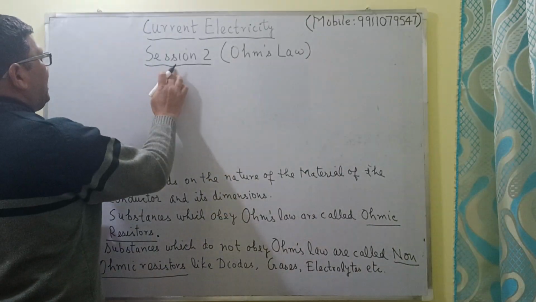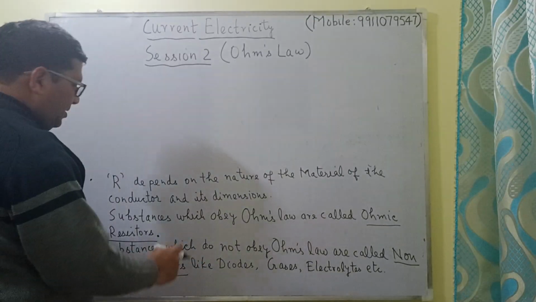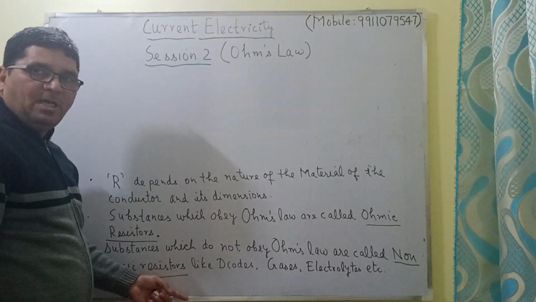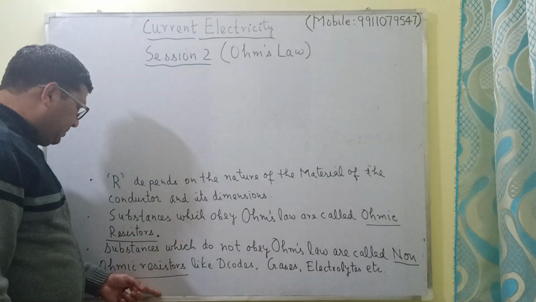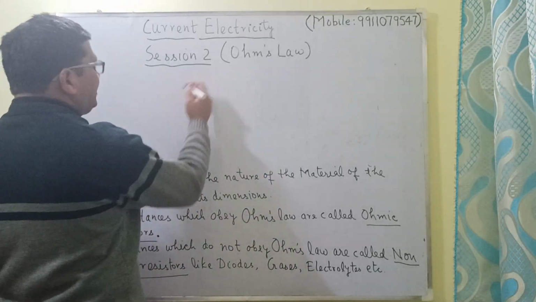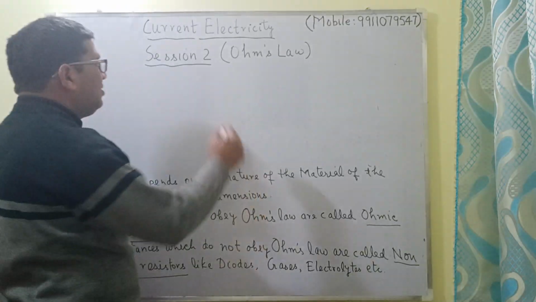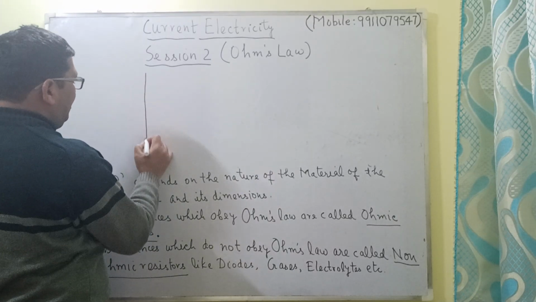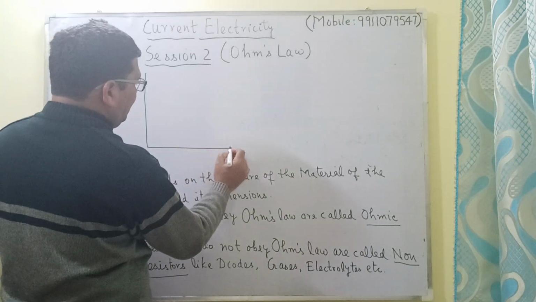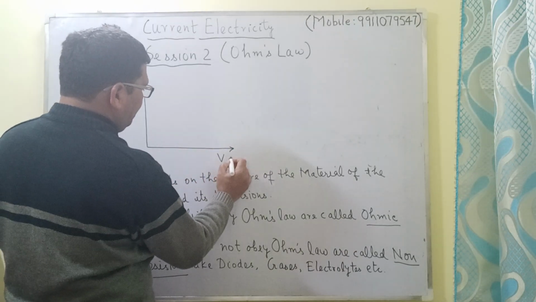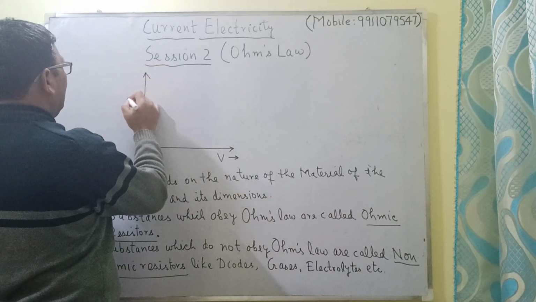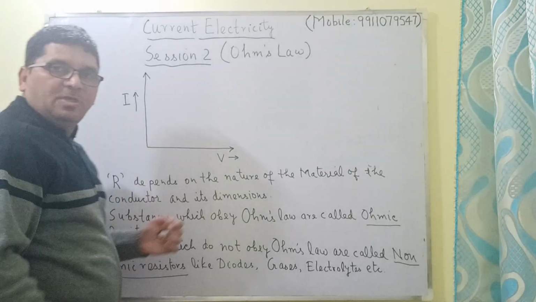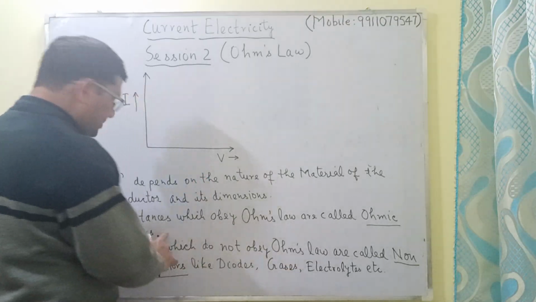Now, as I just told you, there are certain substances which do not follow Ohm's law, and they are called non-ohmic resistors. Basically, you can say that this is one of the limitations of Ohm's law. So I will be just drawing here two figures. So this is the VI diagram of the ohmic resistors.